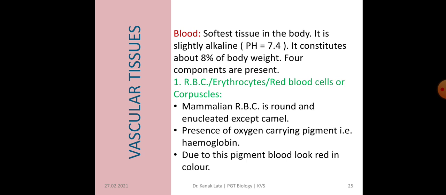First is RBC. RBC means red blood cells or red blood corpuscles, also called erythrocytes. Mammalian blood consists of RBC, which is round and enucleated, meaning the nucleus is not present, but the nucleus is present in camel. They contain the oxygen carrying pigment, that is hemoglobin. Hemoglobin is present in RBC, and due to this pigment RBC looks red in color.